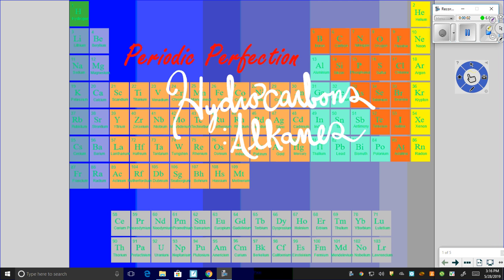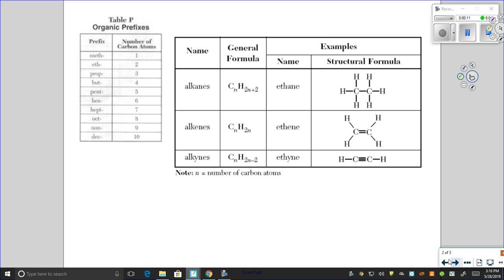Today on Periodic Perfection, we're going to be talking about hydrocarbons, specifically alkanes. Alkanes are a class of hydrocarbon. This means they contain only hydrogen and carbon, with only single bonds between their carbon-carbon atoms. They are considered to be saturated because they only have single bonds between their carbon-carbon atoms.